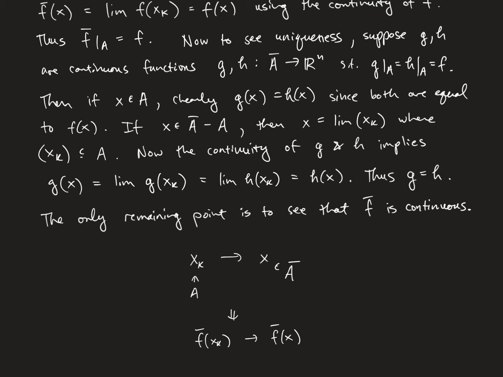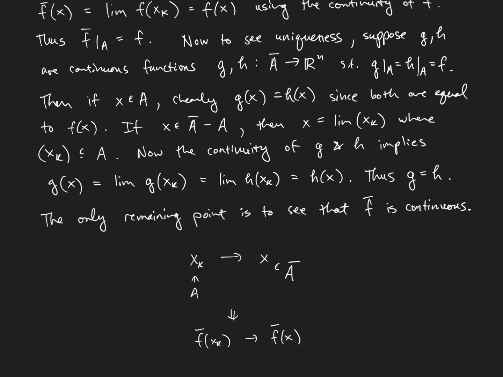I mean, the f bar on xk is the same as f on xk, because f bar is an extension, so it doesn't matter whether I put f or f bar here. We'll just stick with f bar to keep things uniform. So this looks like a kind of weak form of continuity for f bar already. Basically this is saying that if you have things in A close to x, then the images under f bar are going to be close to the image of x under f bar.